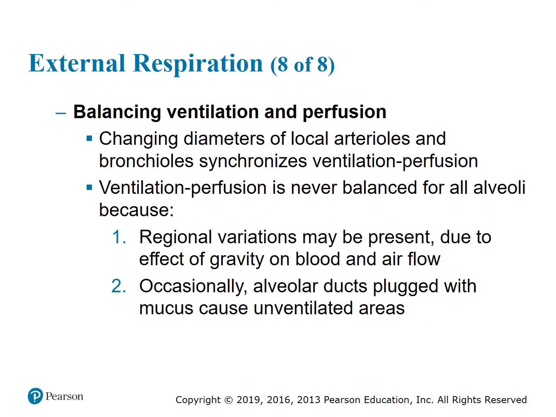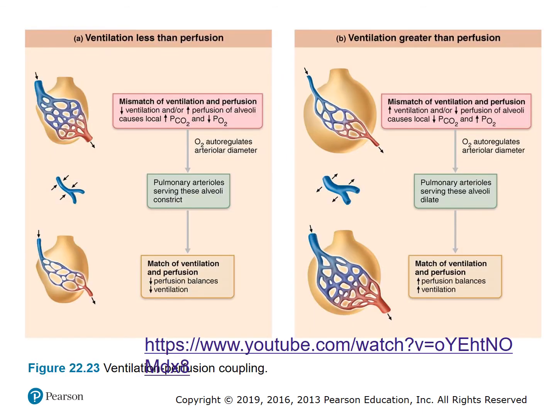Balancing ventilation and perfusion. Changing diameters of the local arterioles and bronchioles synchronizes ventilation and perfusion. Ventilation perfusion is never balanced for all alveoli because regional variations may be present due to the effect of gravity on blood and airflow, and occasionally alveolar ducts are plugged with mucus, which causes areas that would be unventilated. Figure 22-23 looks at ventilation perfusion coupling.